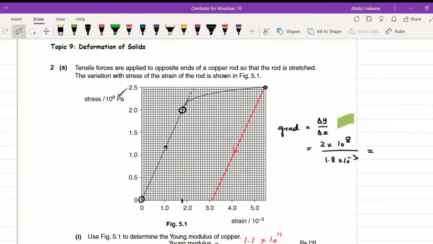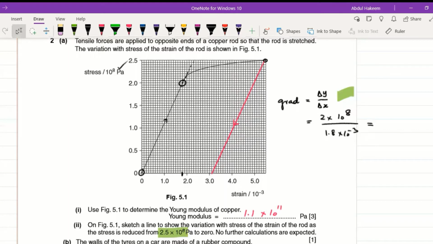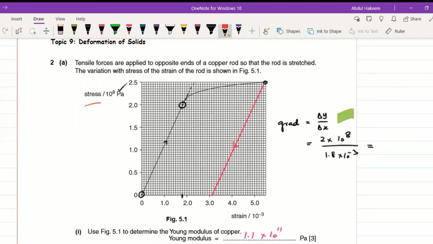Tensile force. Yes, it's different from the normal force. Tensile forces are applied to the opposite ends of the copper rod so that the rod is stretched. The variation with stress of the strain of the rod is shown. Use the figure to determine the Young modulus. This is a stress strain graph. So the gradient of the graph is the Young modulus. So gradient is delta y over delta x. So what is the change in y-axis? From 0 to, suppose this point, this is 2 into 10 power 8, right?